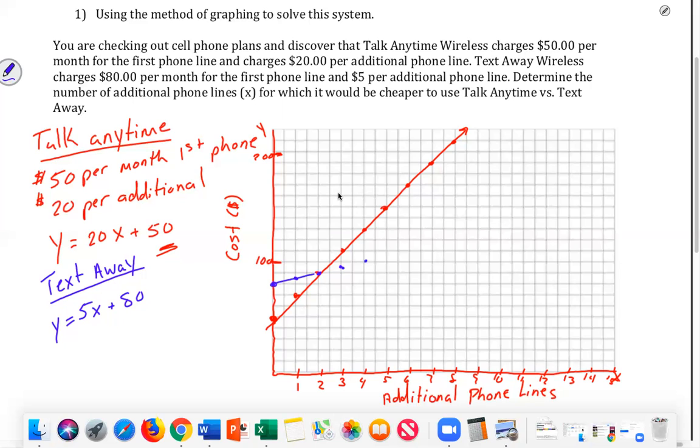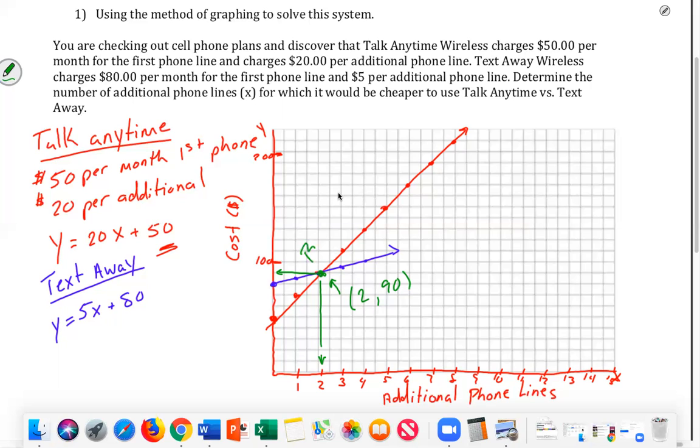I don't need to go too far because I can see that my two graphs intersect right here at that point. Now, what point is that? Well, that's the point (2, 90). And I can check that. I could plug 2 into this. So 20 times 2 is 40 plus 50, that's 90. 5 times 2, that's 10 plus 80 is 90.